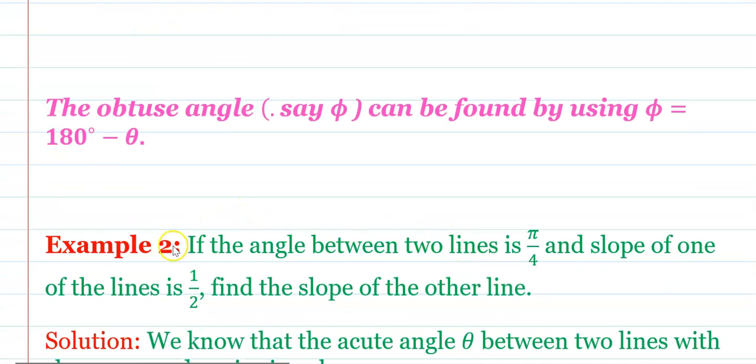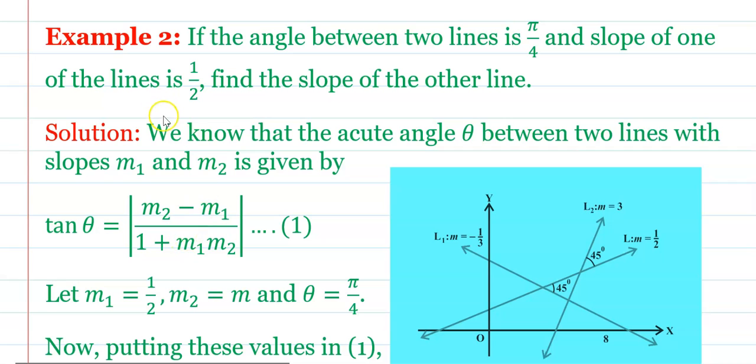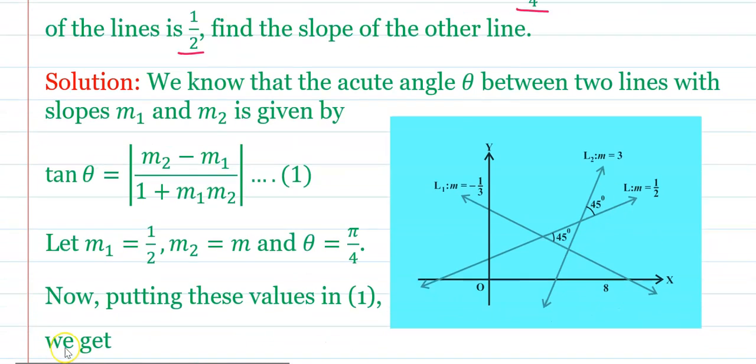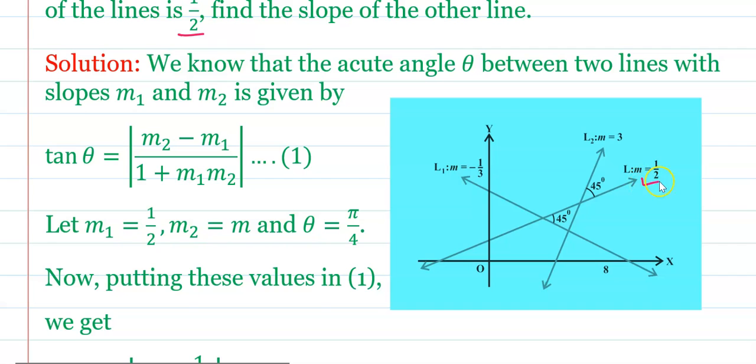Okay, now the next problem. If the angle between the two lines is pi by 4, and the slope of one line is 1 upon 2, find the slope of the other line. Okay, see here, the first line, whose slope is 1 upon 2, we have written here, and this is the second line.